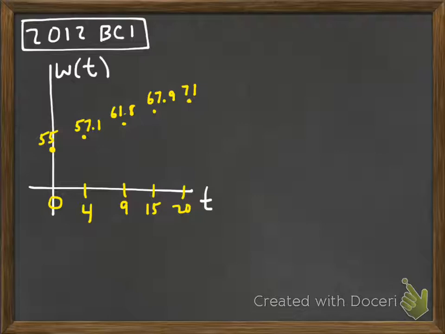Alright, so we're supposed to try to find W prime of 12, so the derivative of W at 12. Use the data in the table. So the derivative at 12, if we draw a line right there, 12 is right in between. So we're supposed to find W prime at 12. Well, W prime at 12 is the slope right there.